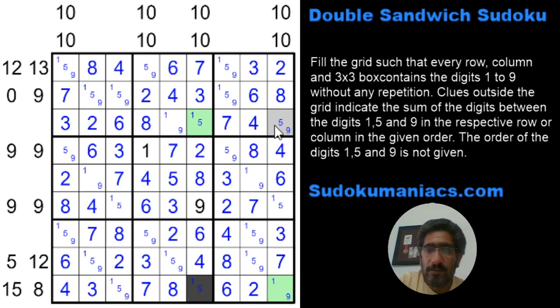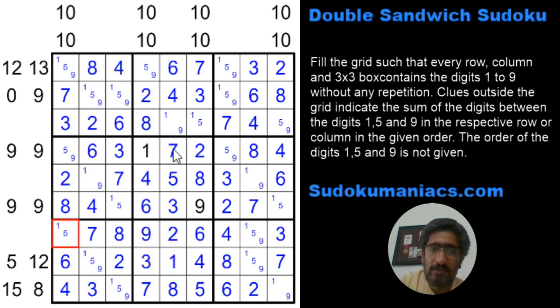So irrespective of which of 5 and 9 comes in row 3 column 9, the 1 would be in either row 3 column 6 or row 9 column 9. In both scenarios, 1 can never be in row 9 column 6. Alright? So what we can do is, we can simply eliminate the 1. This becomes a 5. This becomes a 9. This becomes my 1.